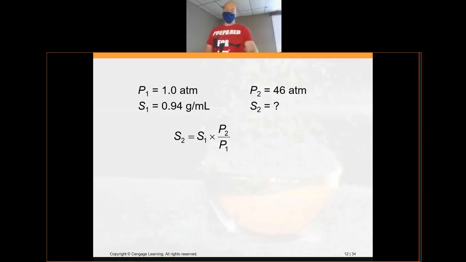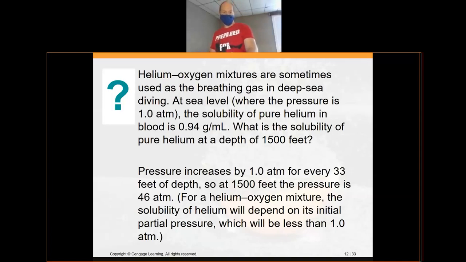All right, so the question. Pressure is increased by 1 atmosphere over every 33 feet. All right, so now we're at 46 atmospheres. At sea level, 1 atmosphere, the solubility of helium in blood is 0.94. All right, so now we are going to go down 1,500 feet, and the pressure is 46 atmospheres.